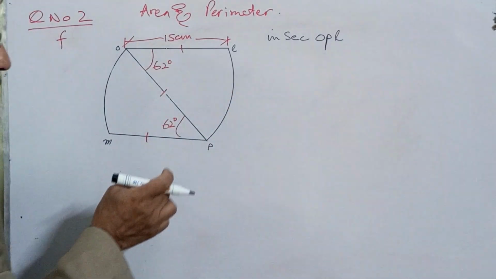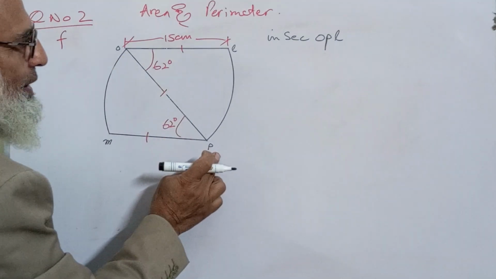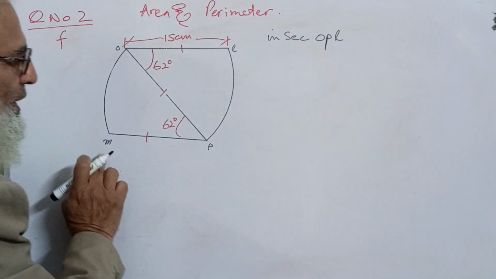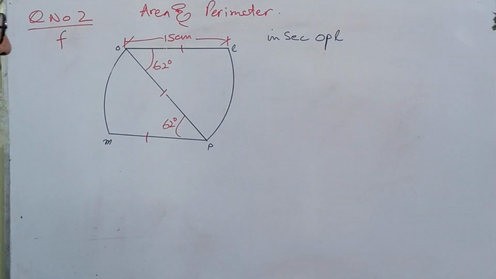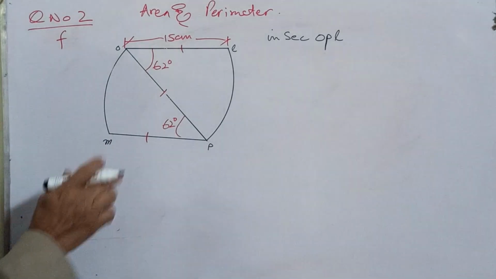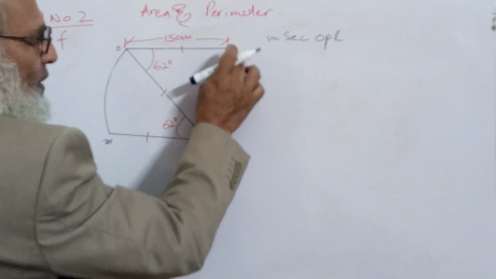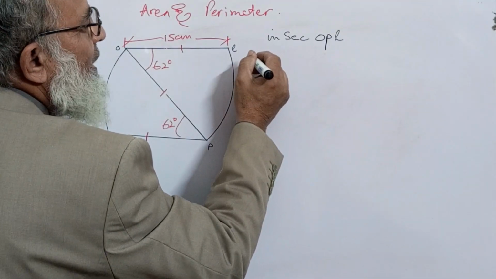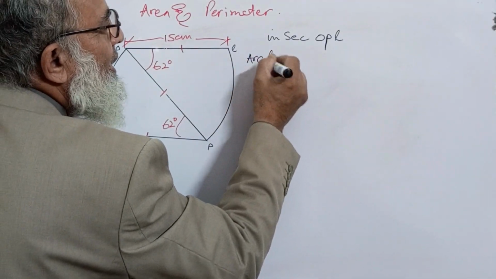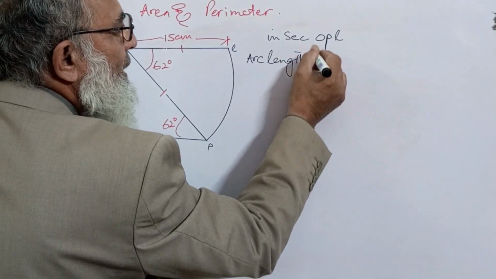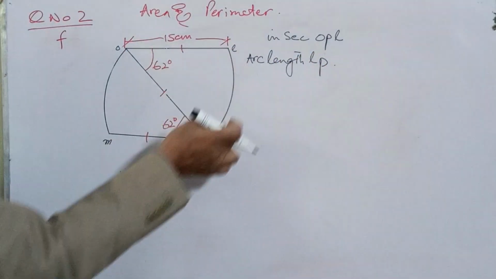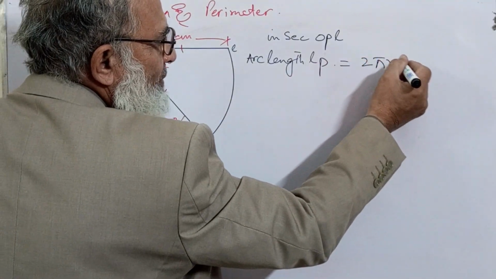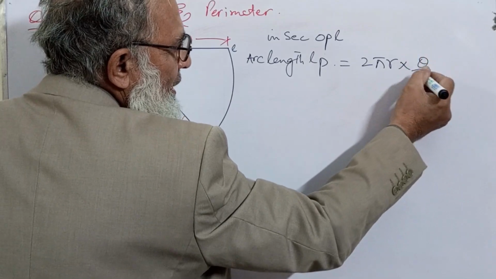Suppose this is our starting point. I have to travel from here to here, then from here to here, then from here to here, and back to my initial position. So let me find the arc length LP. Arc length LP is equal to 2 pi r multiplied by theta upon 360 degrees.